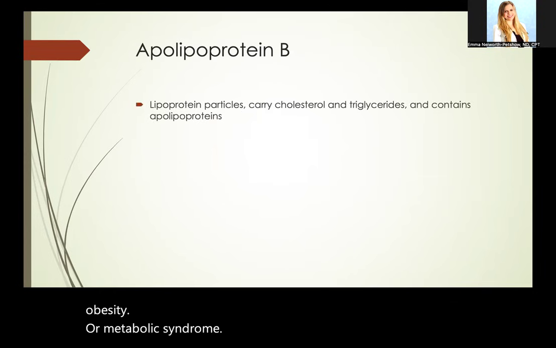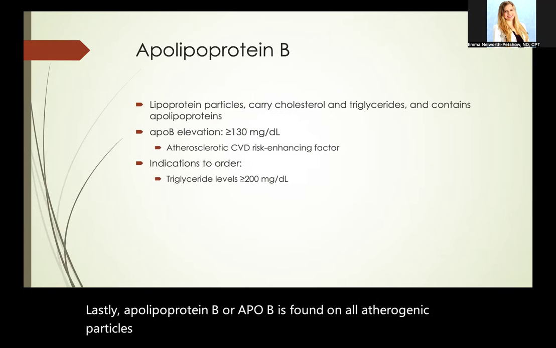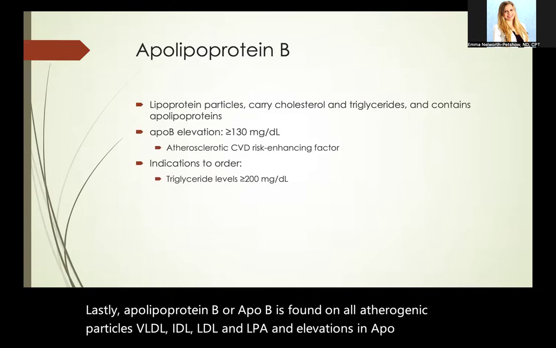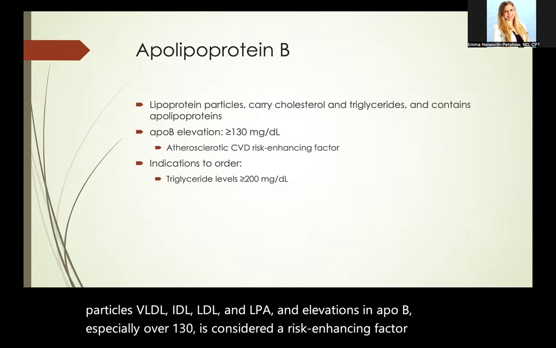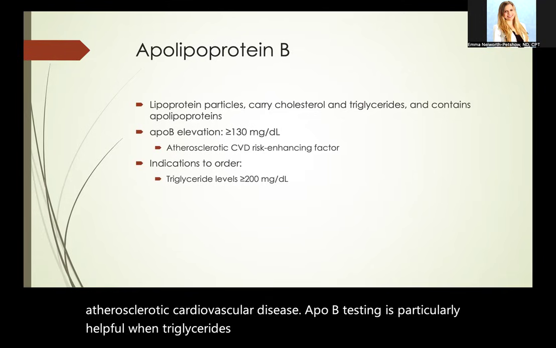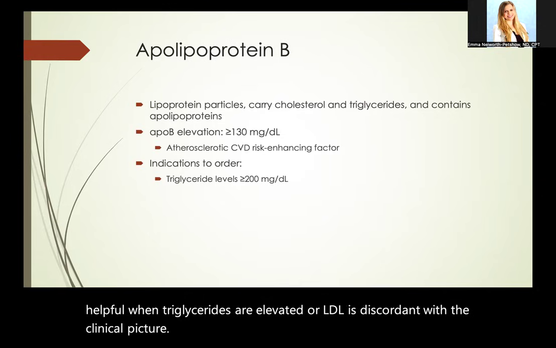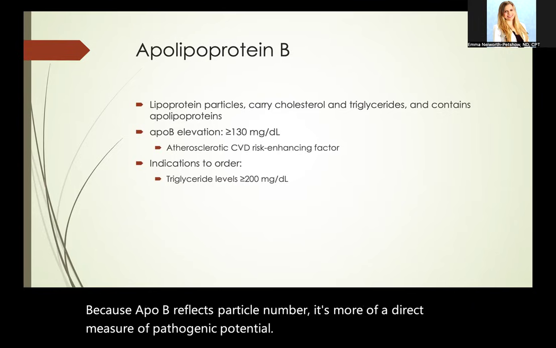Lastly, apolipoprotein B, or ApoB, is found on all atherogenic particles: VLDL, IDL, LDL, and Lp(a). Elevations in ApoB, especially over 130, are considered a risk-enhancing factor for atherosclerotic cardiovascular disease. ApoB testing is particularly helpful when triglycerides are elevated or LDL is discordant with the clinical picture. Because ApoB reflects particle number, it's more of a direct measure of atherogenic potential than LDL concentration alone.